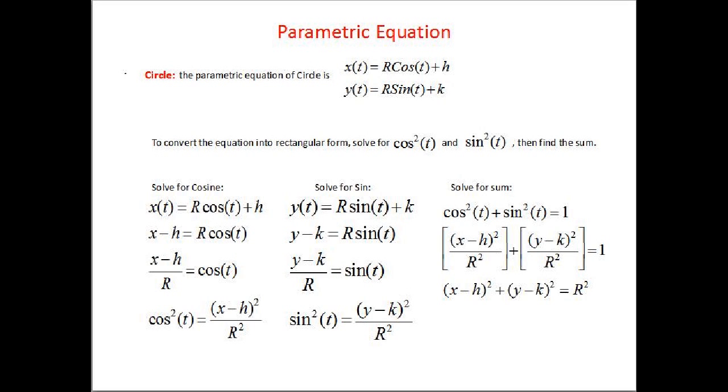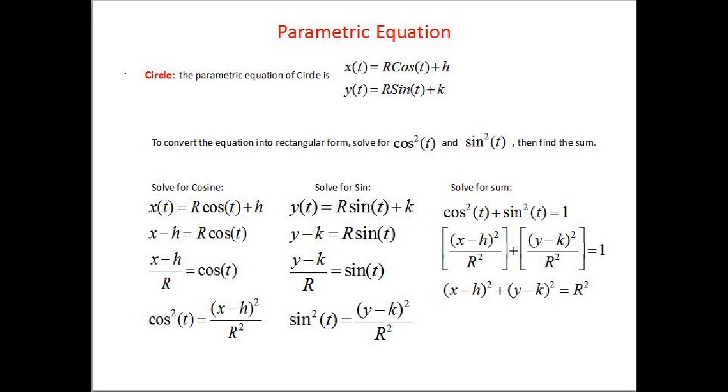The parametric equation of a circle is x of t is equal to r cosine t plus h, and y of t is equal to r sine of t plus k, where h and k are the center of the circle. In order to find the rectangular form, we solve for r.